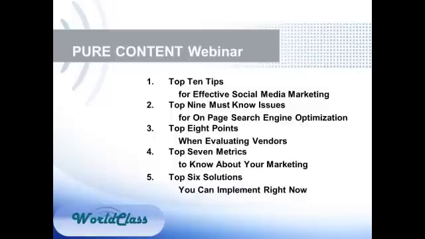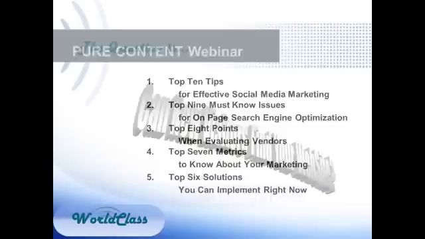We're going to talk about the top 8 points when evaluating vendors. How do you select a vendor? How do you know that they know what they're doing? And how do you evaluate their results? So we're going to talk about those 8 points. We're going to talk about the top 7 metrics, the things that you need to know about your marketing. What are the metrics you need to know? How do you evaluate your performance? And what are the key ways that you should be looking at your website statistics? And then again, we're going to cover the top 6 solutions that you can implement right now.